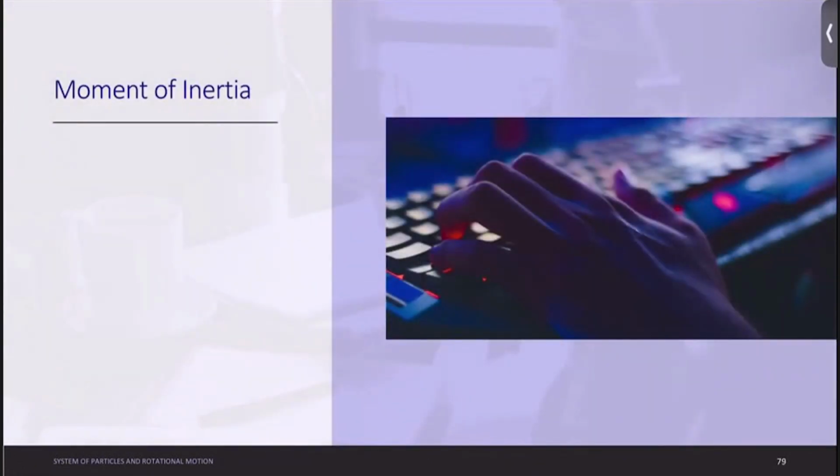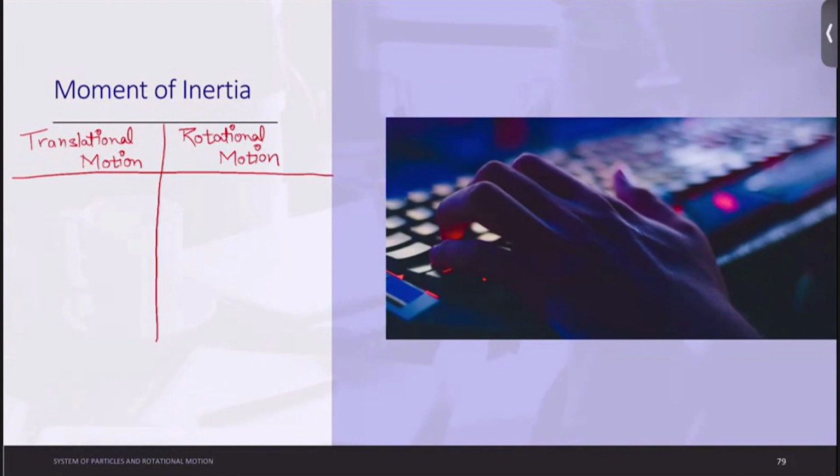So moment of inertia. Before going to the moment of inertia, let's do a quick revision of the analogy between linear motion and rotational motion, or basically translational motion and rotational motion. So the first is translational motion, and the second is rotational motion.